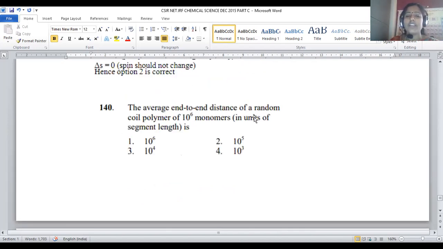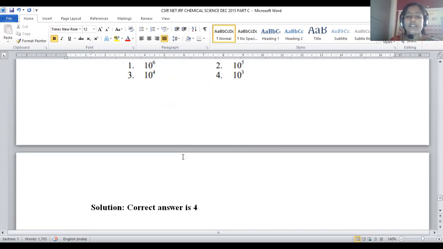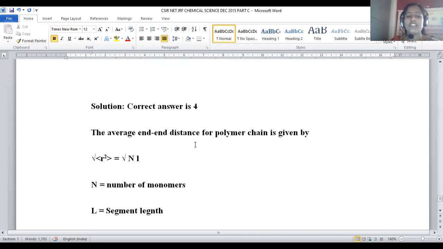The average end-to-end distance of a random coil polymer of 10 to the power 6 monomers, in units of segmental length, is. It is a question from polymer chemistry. Let us find out this average end-to-end distance of the polymer chain.